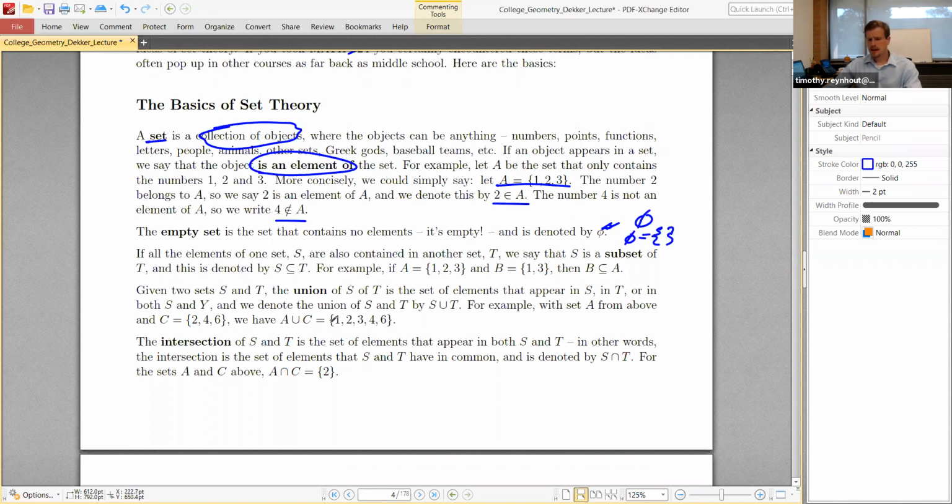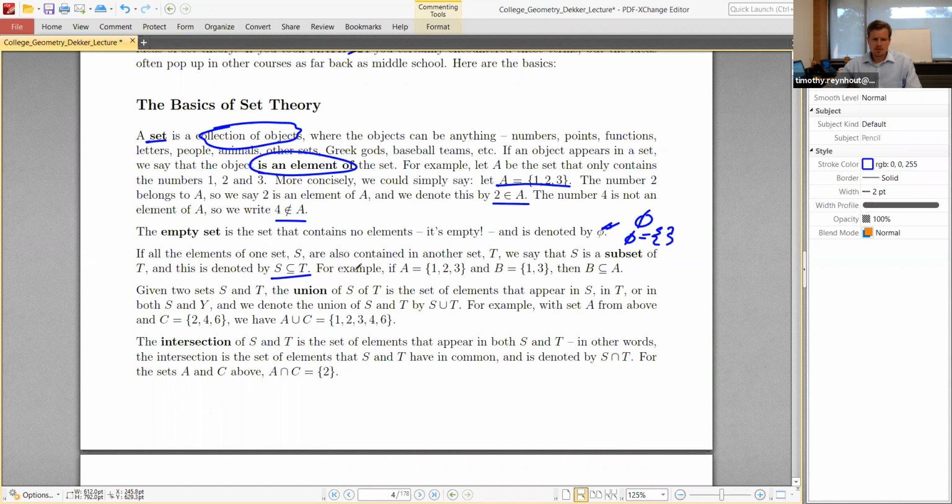All right, so if we have two sets and all of the elements of one are contained in the other, then we would say that one is a subset of the other. So if all the elements of one set S are contained in T, then S is a subset of T and can be denoted as S is a subset of T in this way.